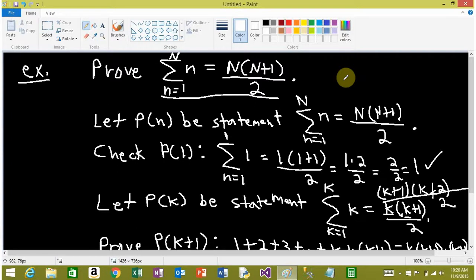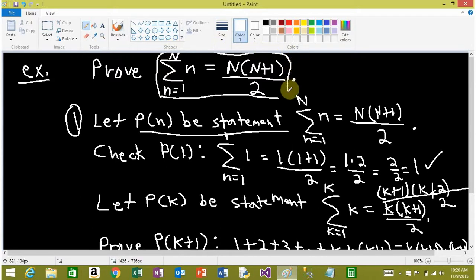So the first step that we did is we let P of n be a statement. And that statement was actually the statement we're trying to prove here with the natural numbers. And that was that the summation of n equals 1 to big N of little n is going to be big N times big N plus 1 over 2. There's our P of n.